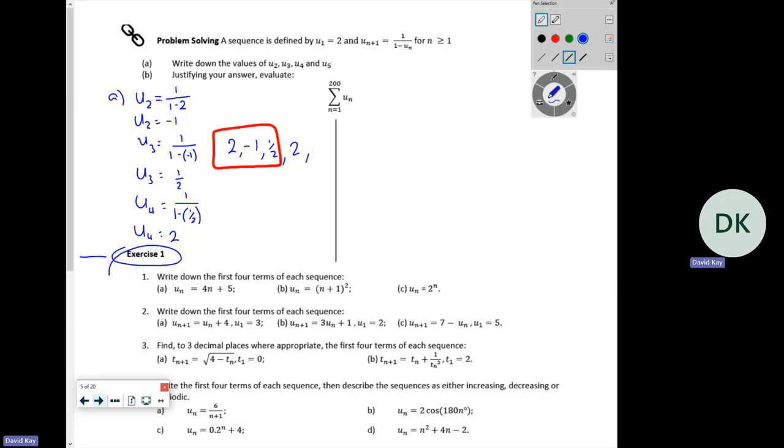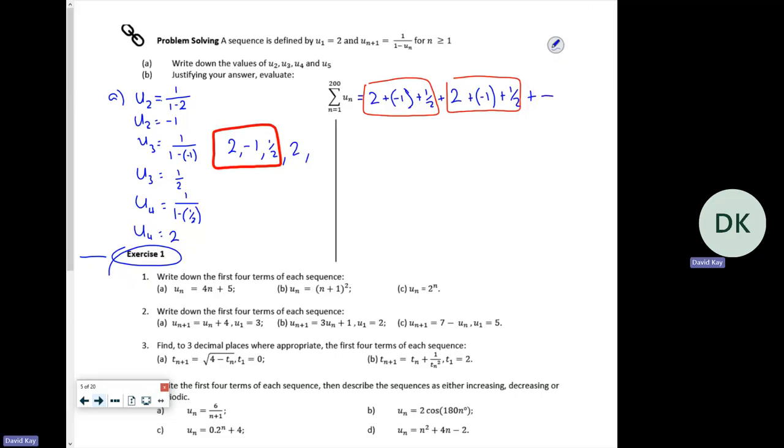And the question is, can I use that to help me? So I want now a sum. So it'll be a 2 plus a minus 1 plus a half. Then plus a 2 plus a minus 1 plus a half. And it's going to repeat that, then, in blocks of 3, all the way up to the 200th term.